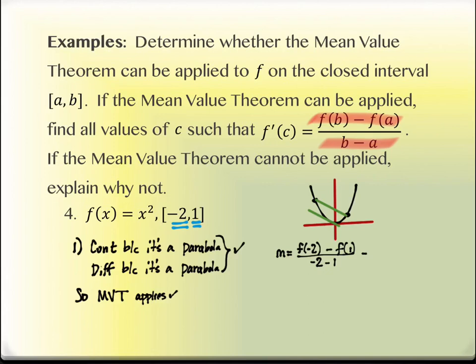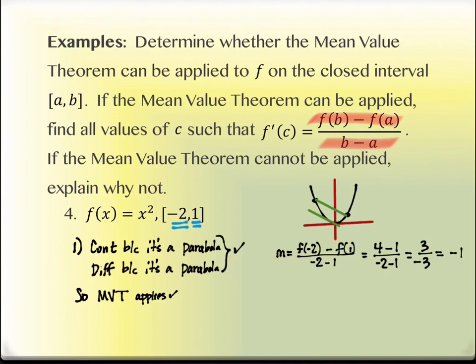4. What is f of 1? It's 1. And we're dividing this by negative 2 minus 1. So I have 3 on top and negative 3 on bottom, which gives me a slope of negative 1. So this number can work out to being anything. There's no restrictions on what I might get here. Okay, so this is going to be just whatever it ends up being when I calculate the slope.